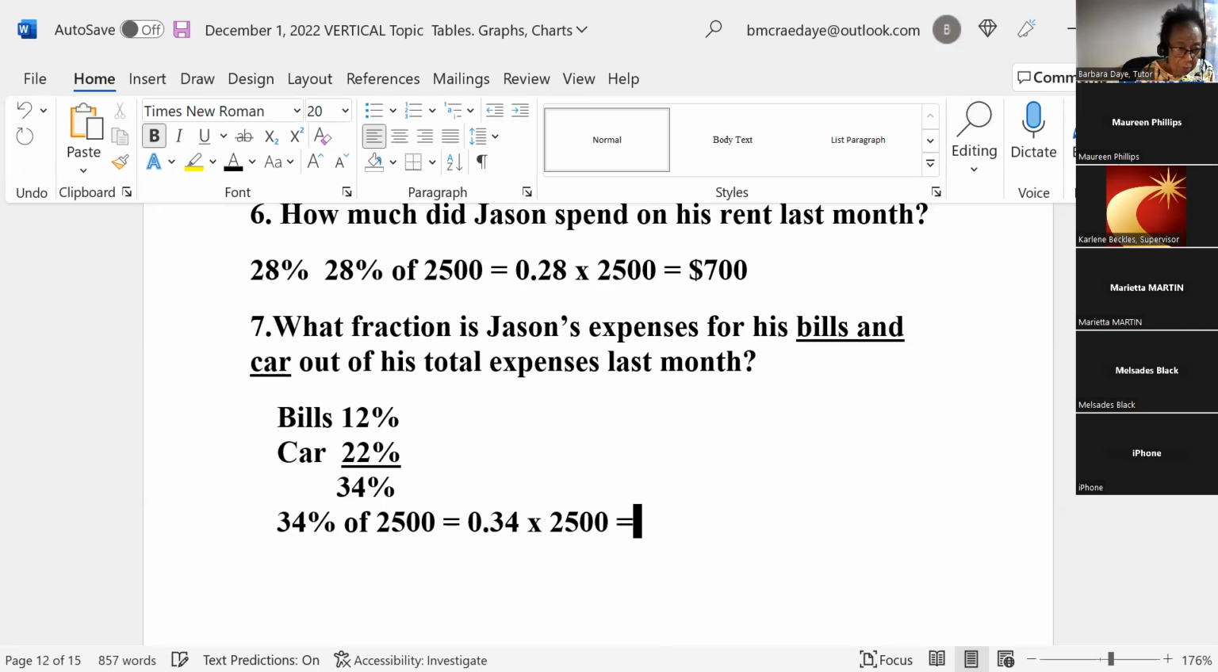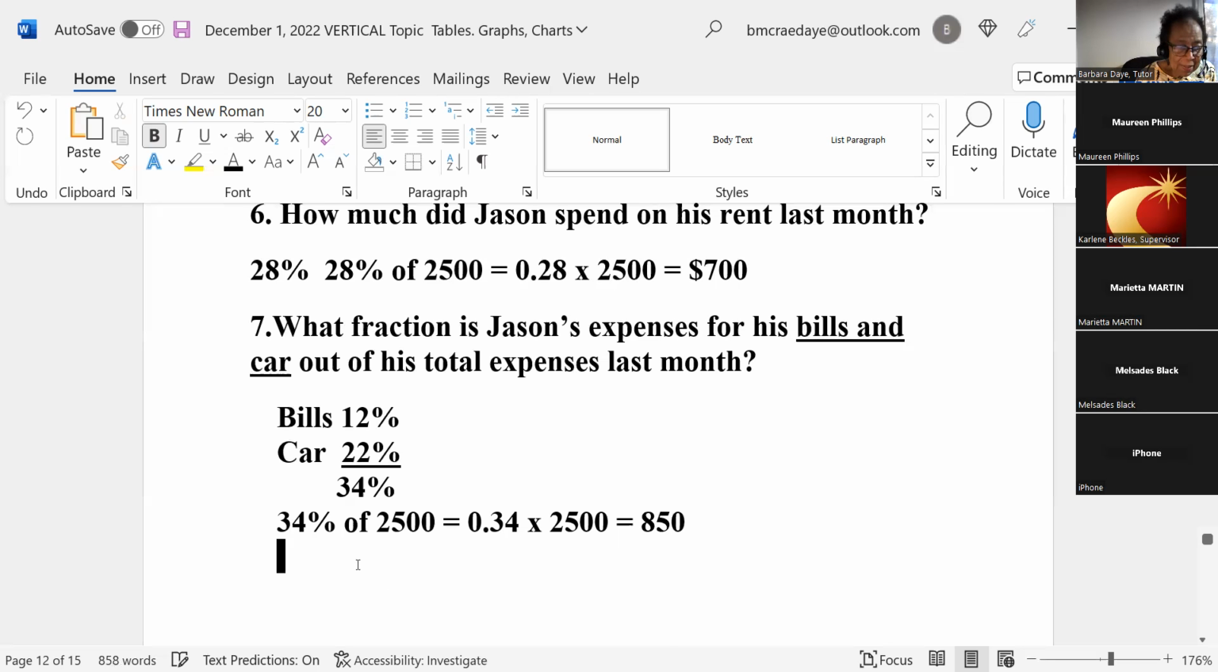Okay, now, Marietta, when you multiply 0.34 times 2,500, what do you get? What is it? 0.34 times 2,500. What's your answer? You can use your calculator. $850. 850. Very good. Okay, now you know that this represents 850.